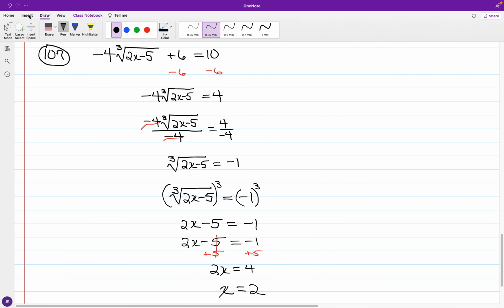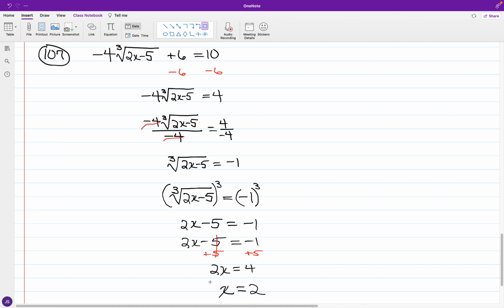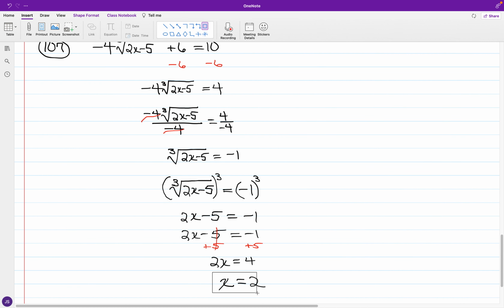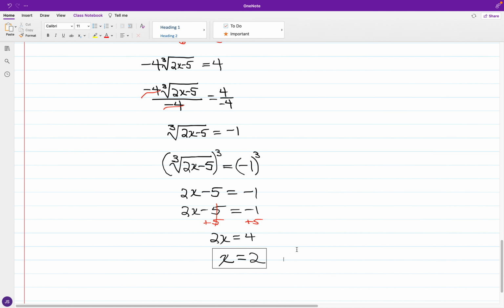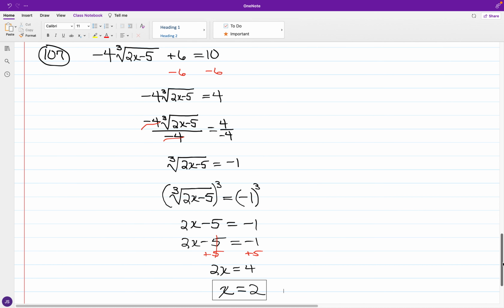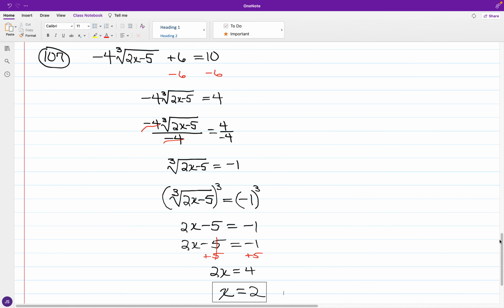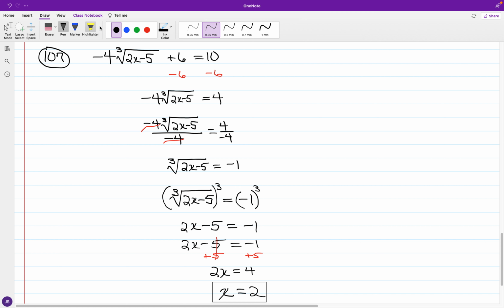Okay. And again, since I'm dealing with an odd root radical, if the algebra is done correctly, you're not going to have extraneous roots as you would in the case potentially of an even root radical equation.